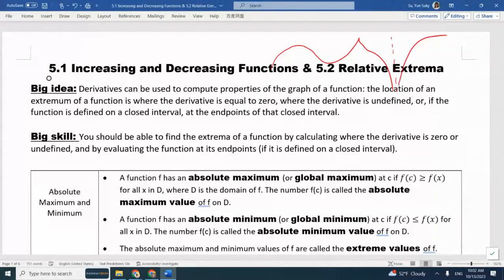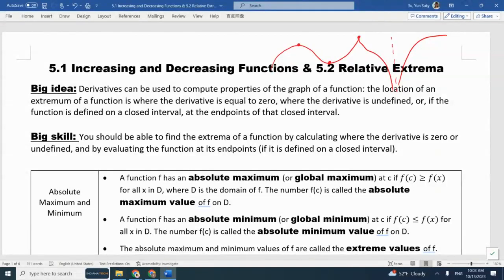Something like this. Then you can see this is a local maximum, right? It's higher than the points near it. This is a local minimum, a relative minimum. And then here, this is a local maximum. And here, we don't have a minimum, okay? But the derivative can help us figure out where a point has a local max or local min. You should be able to find the extrema of a function by calculating where the derivative is 0 or undefined.